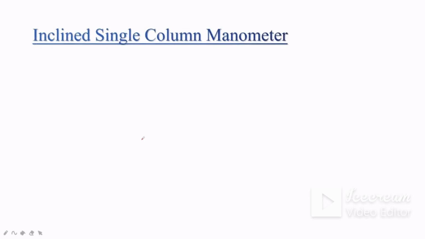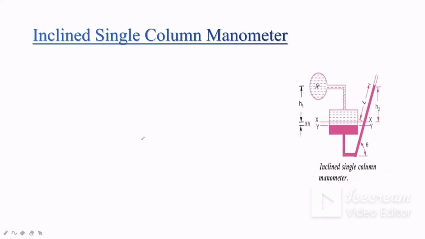Now we will see what an inclined single column manometer is. Look at this image. It is just like the vertical single column manometer, but see, it is inclined. Whenever it is inclined, what will we take? We will take theta. We will resolve the force and take theta. The tube is also inclined, so with the horizontal we will take an angle theta, and we will substitute it in the equation.